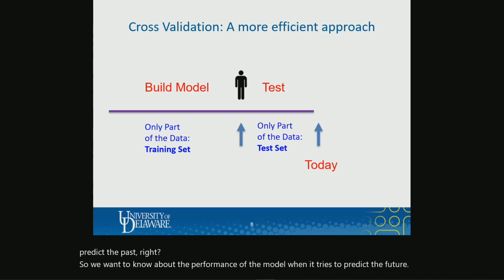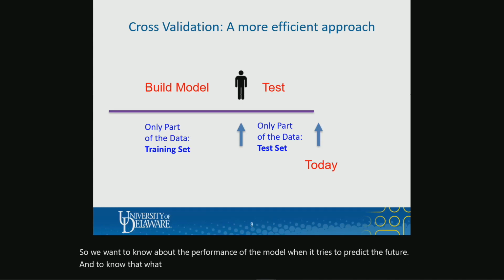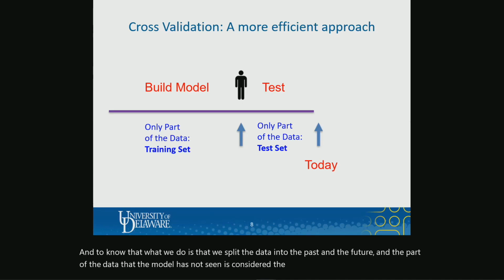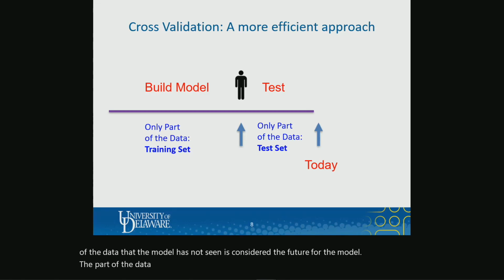And to know that, what we do is that we split the data into the past and the future. The part of the data that the model has not seen yet is considered the future for the model. It is simulating the future for the model. And we call it the test data set.